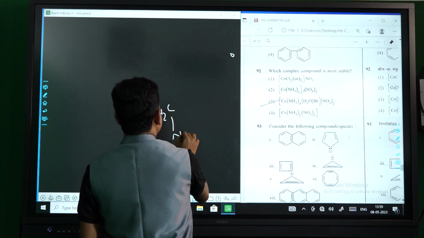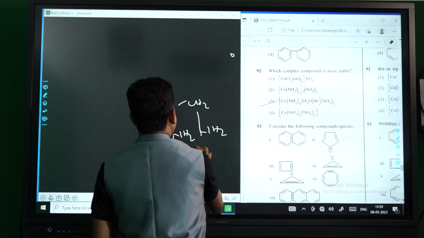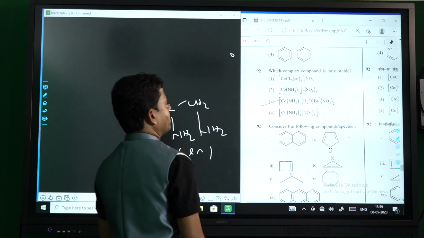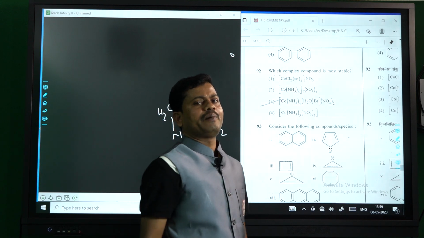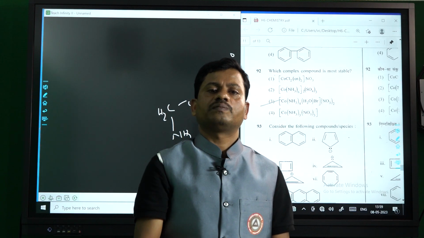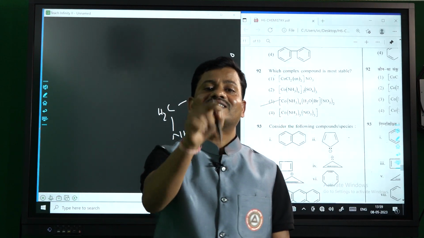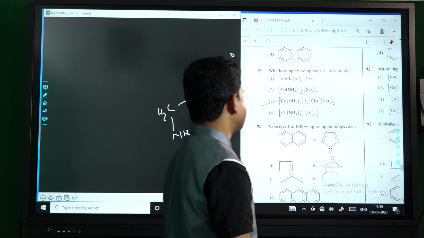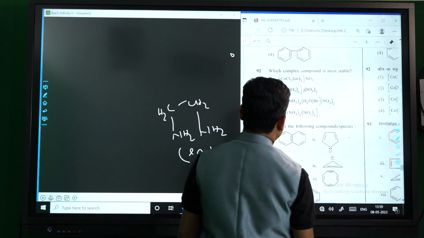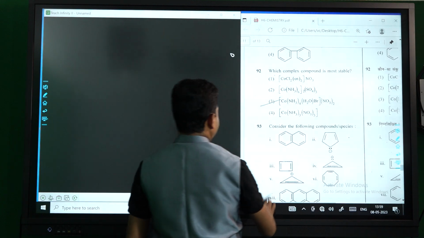CH2, NH2, CH2, NH2, and the abbreviated form is en. When more bidentate ligands are linked with the central atom, the chelating effect is exhibited, which increases the stability of a complex. So option 1 is correct. That question is solved in a few seconds.